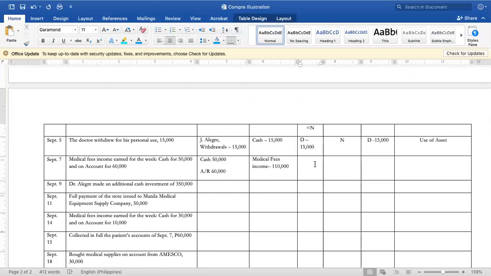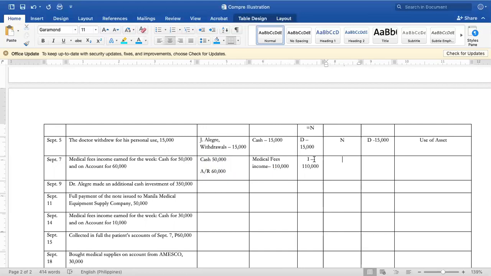Question, what is the total effect on your asset? Increase, decrease. So it will increase. Why? Because you debited two asset accounts. You have cash and accounts receivable. They are asset accounts you debited. The normal balance is debit. Therefore, it will increase your total asset balance by 110,000.